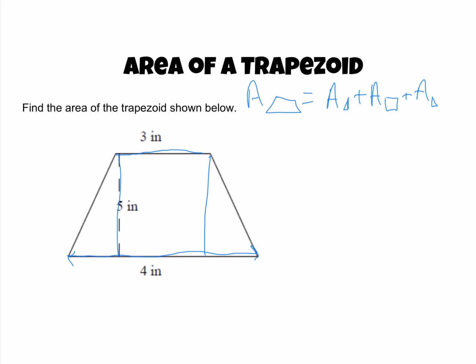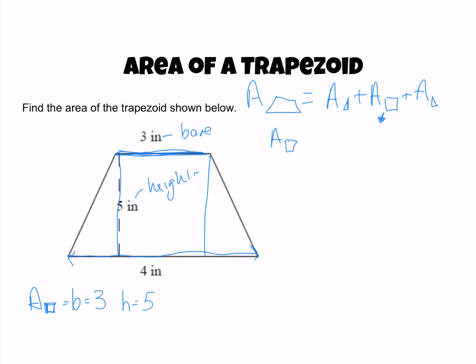First, I'm gonna start with the middle area because this middle area of this rectangle here I think is going to be easiest for me. So I'm going to start with the area of the rectangle. I'm going to use this top as my base, and this here is going to be my height. So I'll make a note that for my area of the rectangle, my base is going to be 3 and my height is going to be 5.